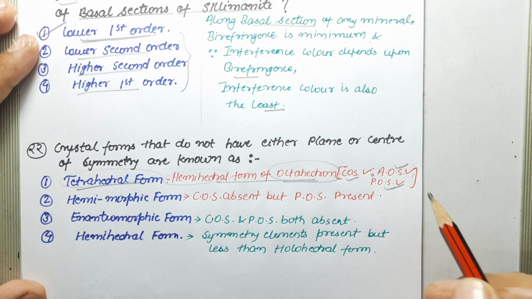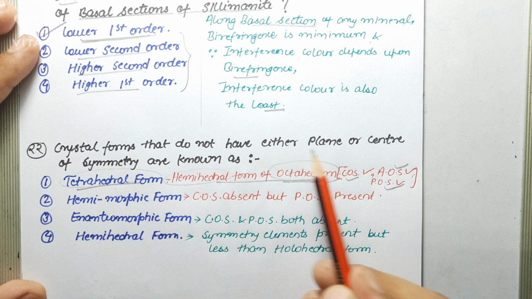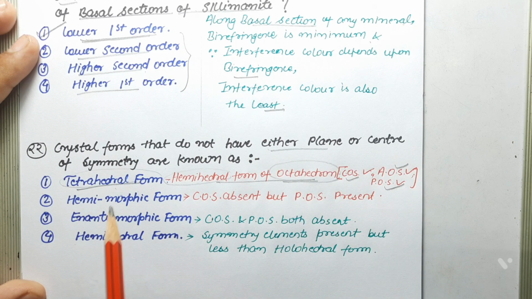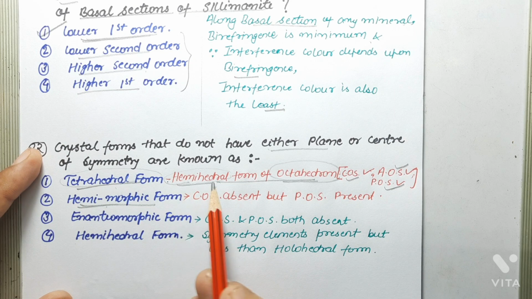And this question is asking that in which crystal form do not have either plane or center of symmetry. Next one is hemimorphic form. In case of hemimorphic form, center of symmetry is absent but plane of symmetry is present. Okay, and hemimorphic form contains just the half number of faces as compared to hemihedral form.